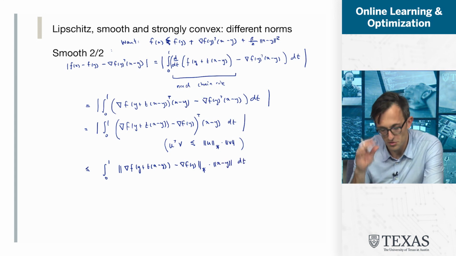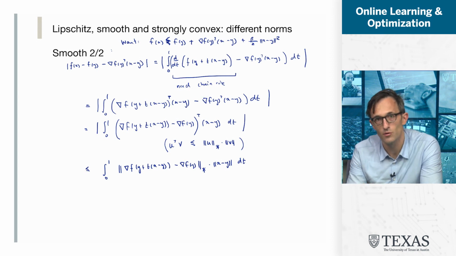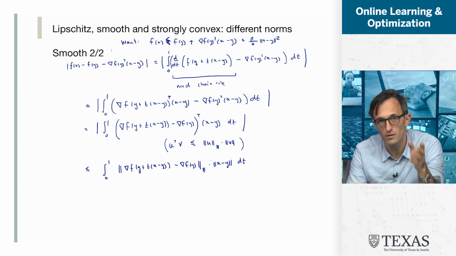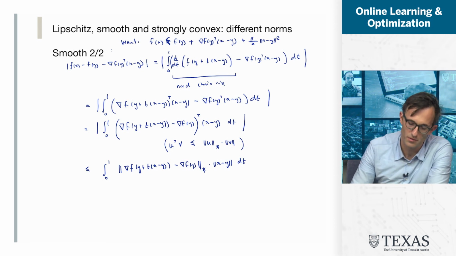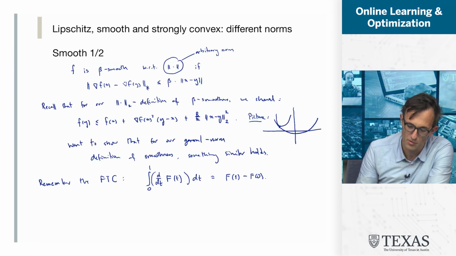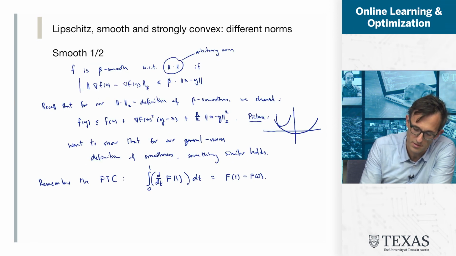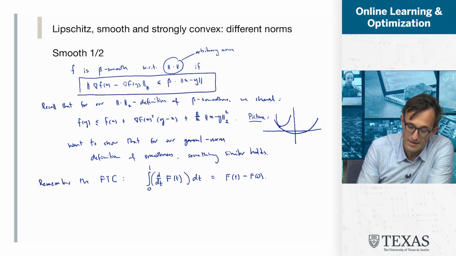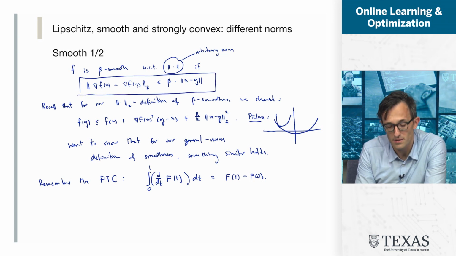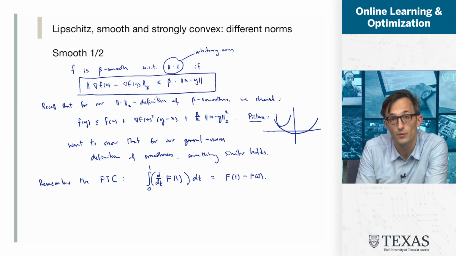Now, why is this good news for us? We finally brought it into a form where we can use our main assumption. So let me just flip back here for a second so you can remember what that is. What are we doing here? We're talking about smoothness. And smoothness tells me that the norm of the difference of the gradients is upper bounded by beta times the norm of x minus y. And that's exactly what I have.